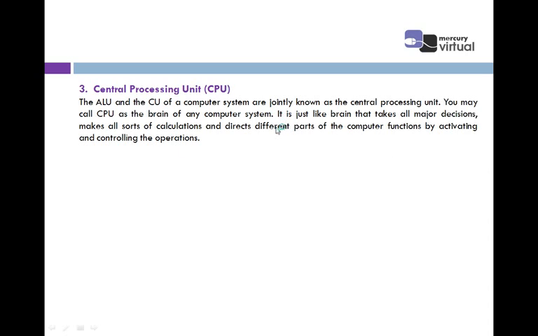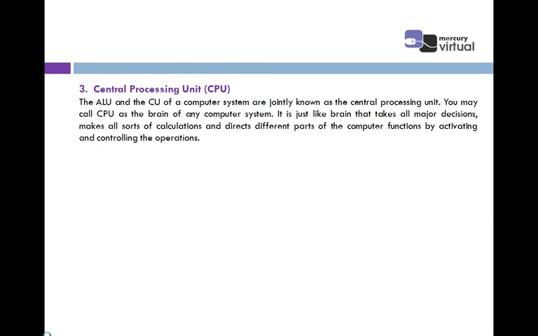Now this is the important line. Let's see. It is just like a brain that takes all major decisions. First of all, it takes all the decisions, makes all sorts of calculations, meaning all the calculations like arithmetic calculation and logical calculation, and it also directs different parts, which is done by the CU. Direct means supervises other parts, whether to use that part at the same time or at a later stage. All this is done by the CPU.